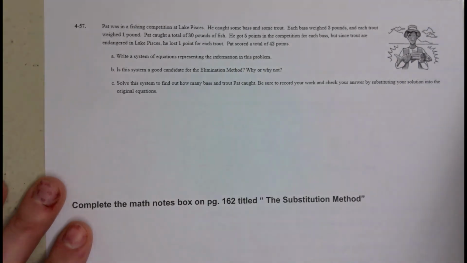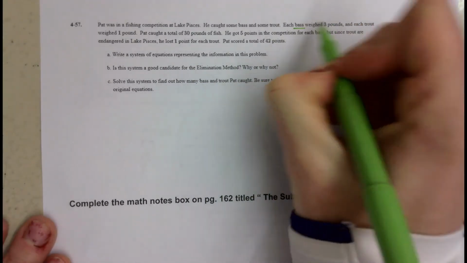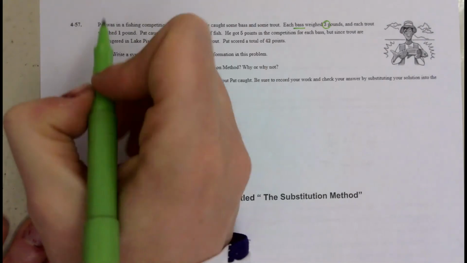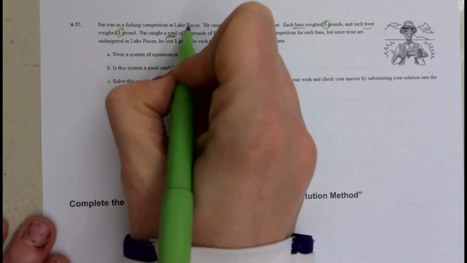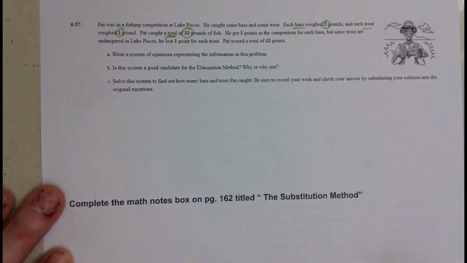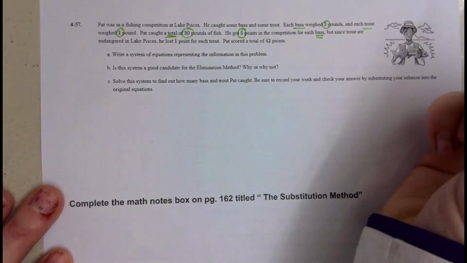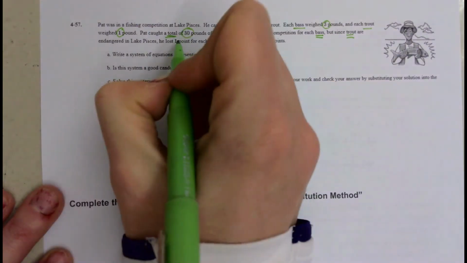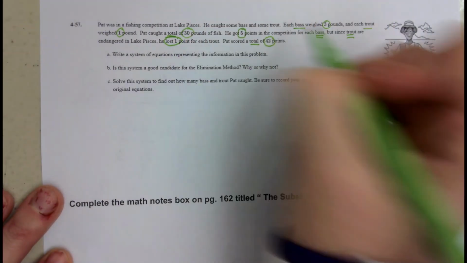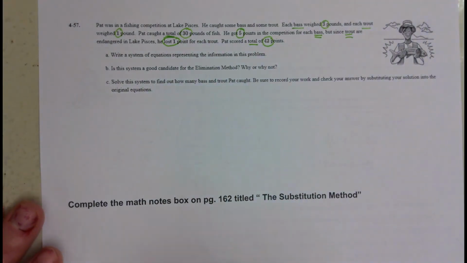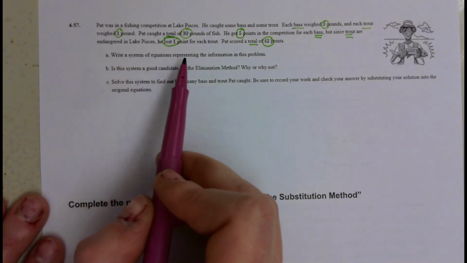Okay, so let's highlight some important information here. We know that a bass is 3 pounds and a trout is 1 pound. And we know he has a total of 30 pounds. The other thing is he got 5 points for a bass. And for trout, he lost 1 point, for a total of 42 points. Our question is, write a system of equations to represent the information for this problem.